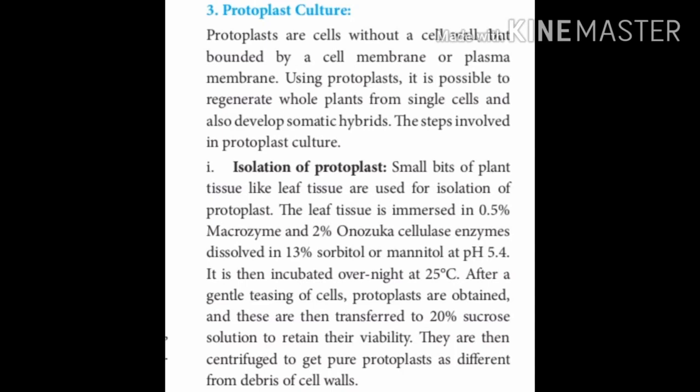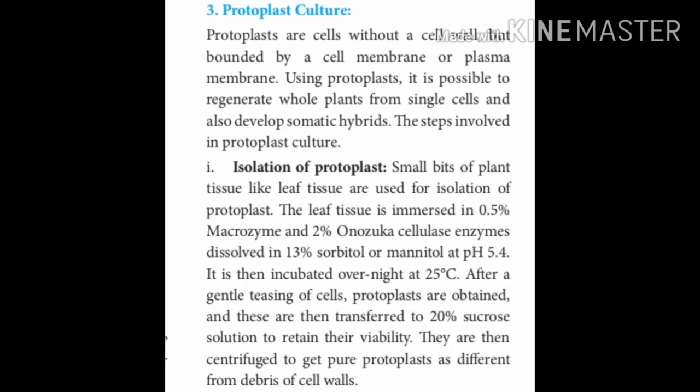Using protoplasts, it is possible to regenerate a whole plant from a single cell. See what a wonder technology it is. Taking only the protoplast content, we will be able to produce the entire plantlet. Also develop somatic hybrids. The steps involved in protoplast culture: the first step would be isolation of the protoplast, fusion of the protoplast, culture of the protoplast, and finally selection of somatic hybrid cells. So 4 steps are involved. Let's move into our first topic, isolation of protoplast.